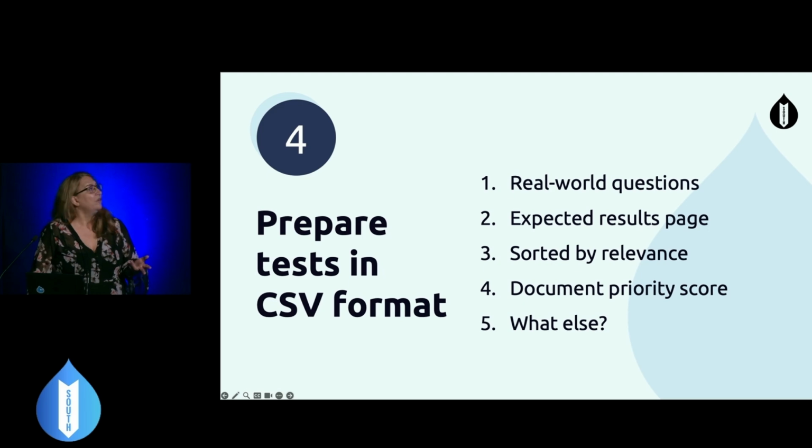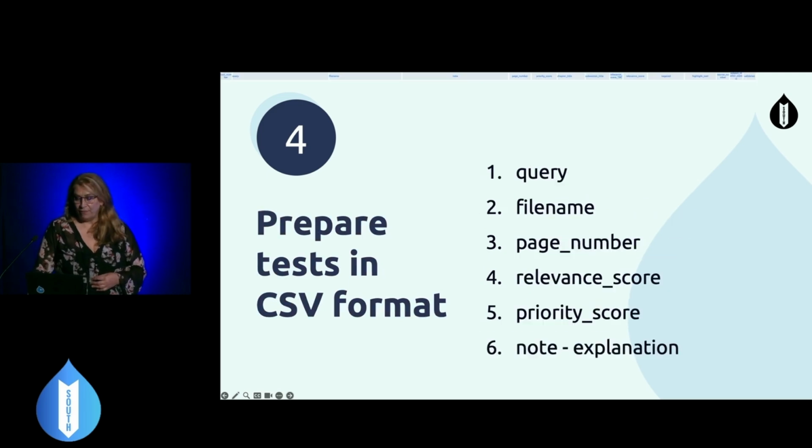Then we thought about what else we could add to the tests. So in preparing a spreadsheet of tests, we needed a query, that is the question. We needed a file name from our library catalogue. We needed the first correct page number in that document that answers that question, and the priority scores from our library metadata. And then we added an explanation note, the reason, to help all testers understand the purpose of the test.